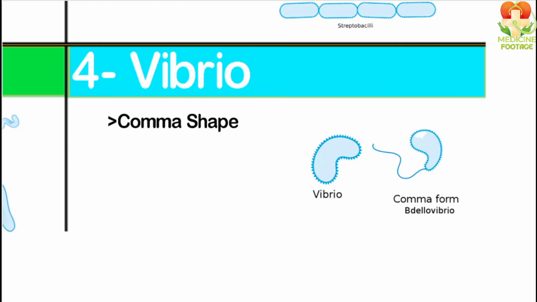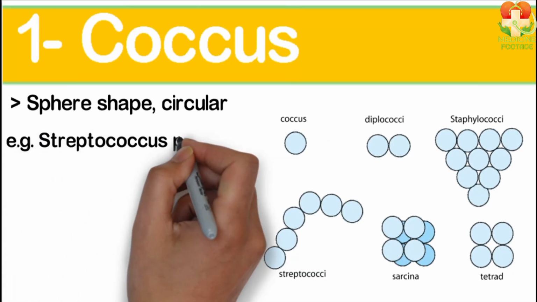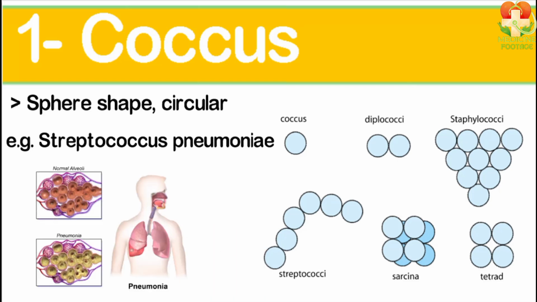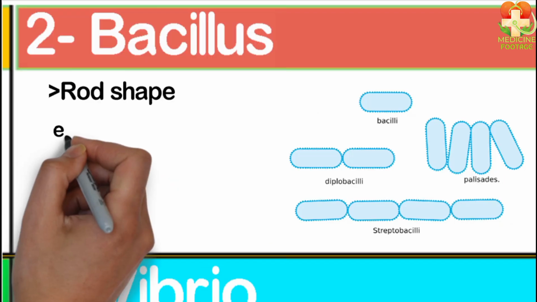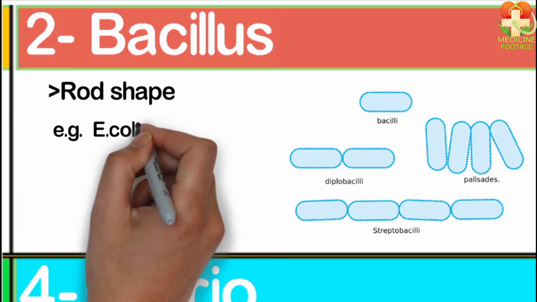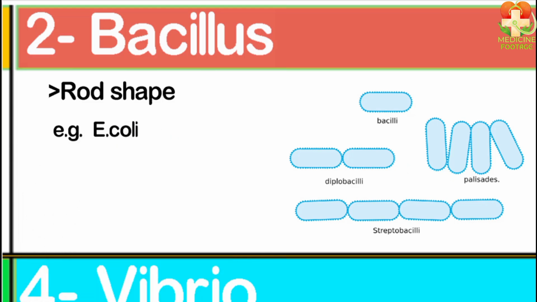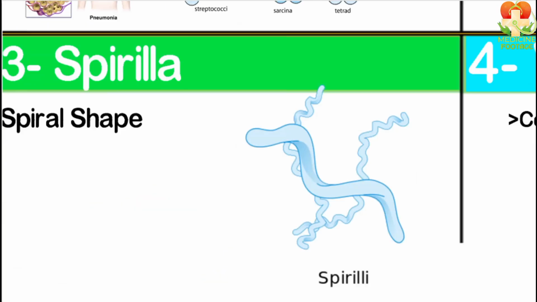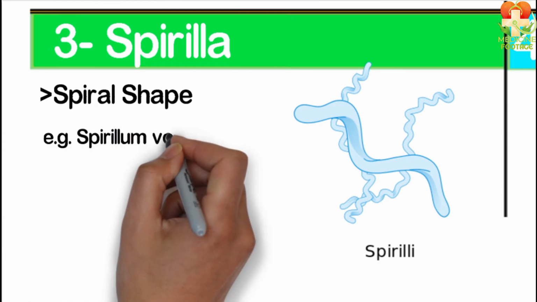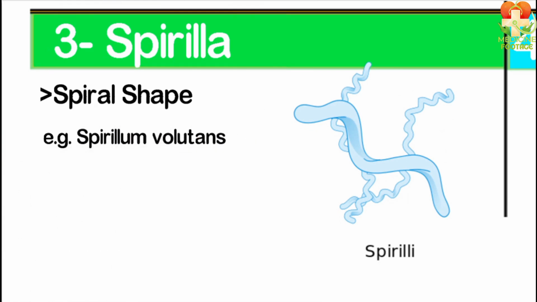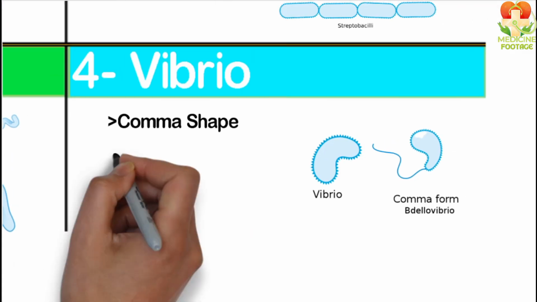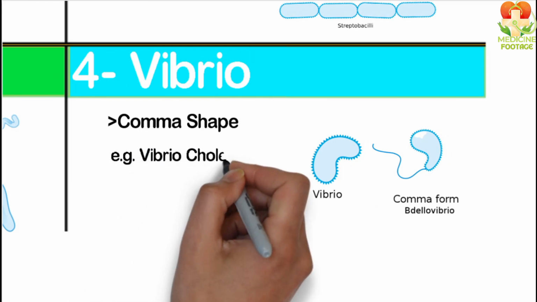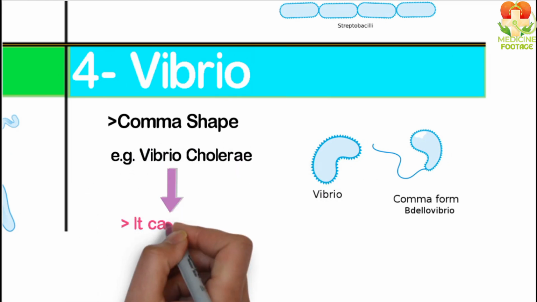If we talk about examples, an example of coccus is Streptococcus pneumoniae, which causes pneumonia. The second is bacillus, an example of which is Escherichia coli, also known as E. coli. The third category is spirilla, an example of which is Spirillum volutans. The final category of classification is vibrio. An example of vibrio is Vibrio cholerae, which causes cholera.